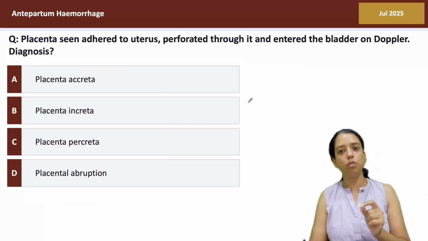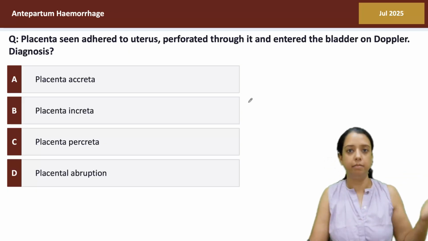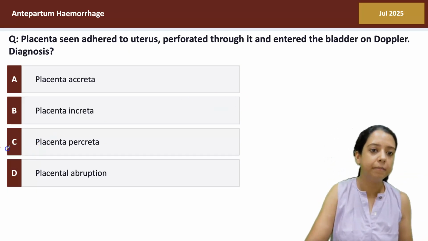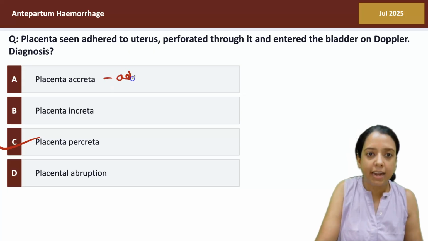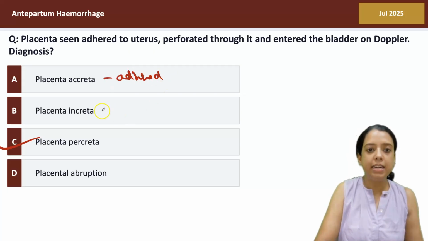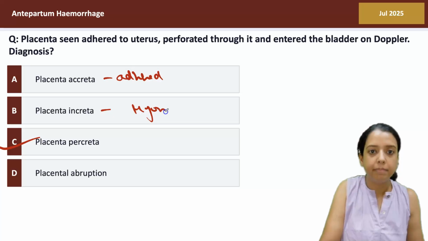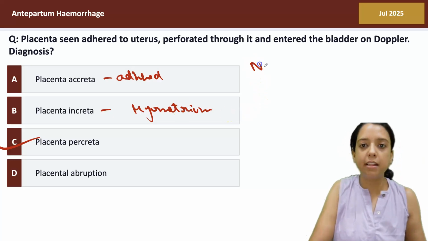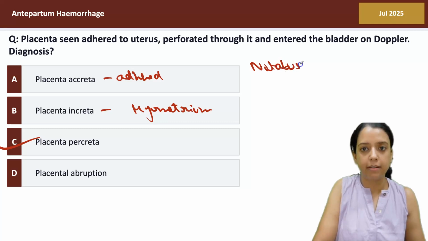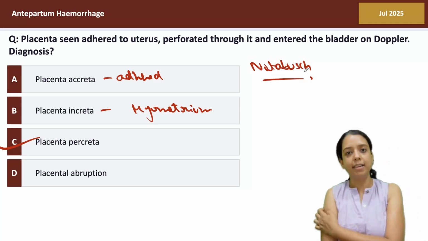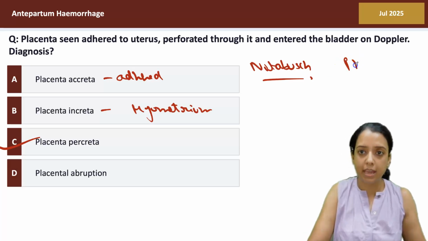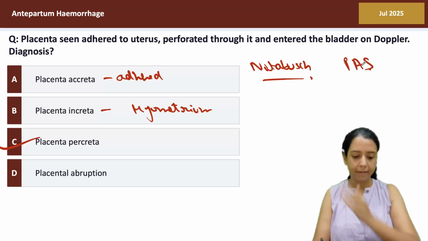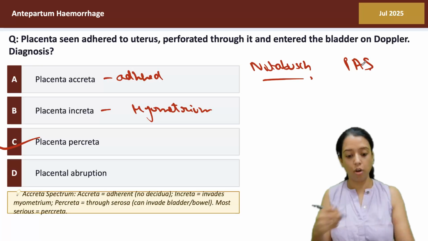Placenta seems adhered to the uterus, perforated and entered the bladder. It is percreta. Accreta is tightly adhered. Increta reaches the myometrium and percreta goes beyond. Which layer is missing in these? Nitabuch's layer. It is missing, and we call it placenta accreta spectrum, PAS. Always delivered by cesarean, always.